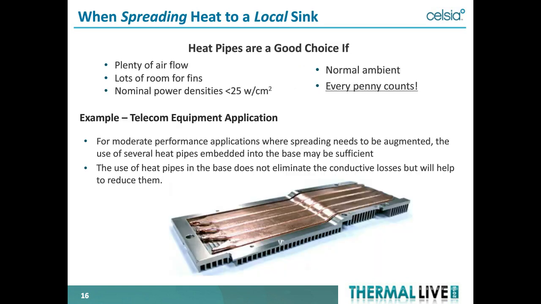So when we talk about spreading heat, in this particular case, we're spreading heat to what we call a local heat sink. In other words, it's not a separate heat sink that's located somewhere else. You can use heat pipes. Heat pipes are actually a good choice if you've got reasonable airflow, plenty of room for fans, and nominal power densities. In other words, if it's not a very challenging application, heat pipes make pretty good spreaders. And here's an example of one for a telecom application, where 4 heat pipes were put into the base of the heat sink just to move the heat off to the side where the heat sink has been extended.